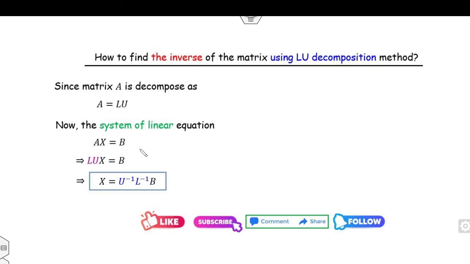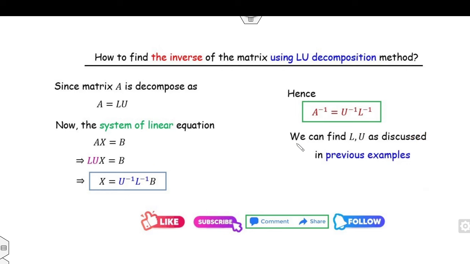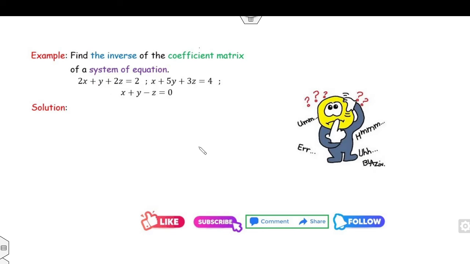Fine. Now, if you look at this case, what is my X? X is my A inverse B. So if you compare them, what is the inverse of this matrix? The inverse is U inverse L inverse. Now, since L and U are my lower and upper triangular matrices, we can easily find the values of L inverse and U inverse. Since your target is to find L and U, how? I have explained the two methods in our previous lecture. Now, I will explain with the help of a numerical example.